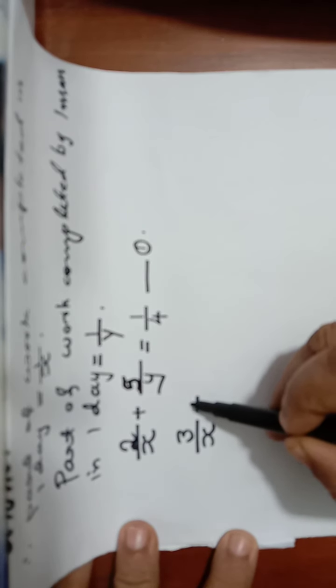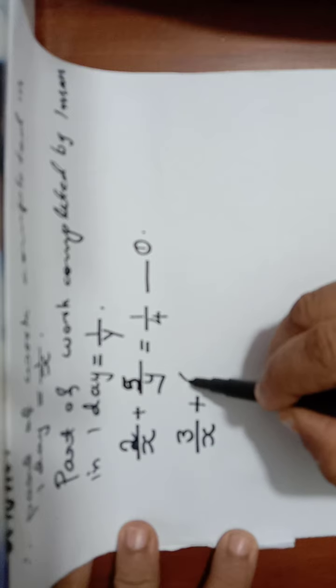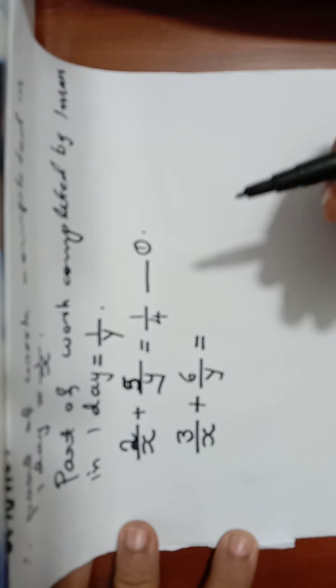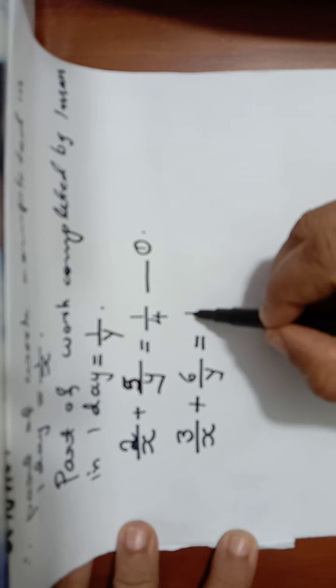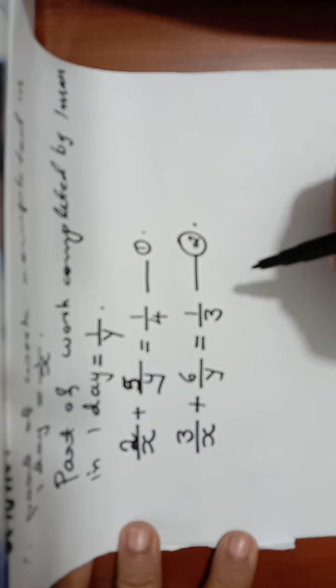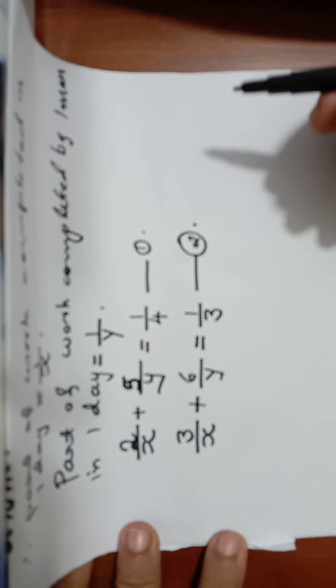And how many men are working? 6 men. So 6 men do 6 by y. Together they are taking 3 days, so in 1 day 1/3 of the portion will be completed. Now we got both the equations. We have to simplify them.